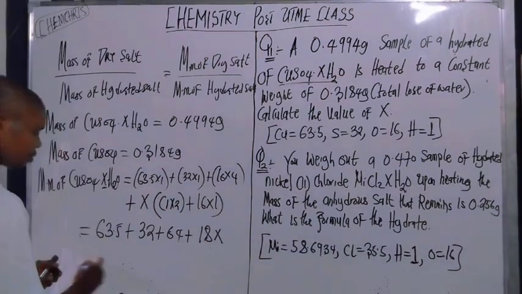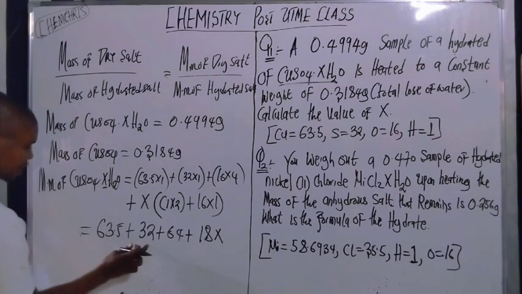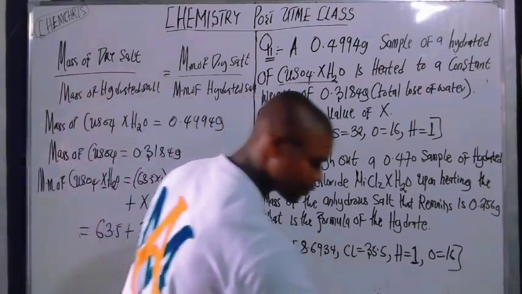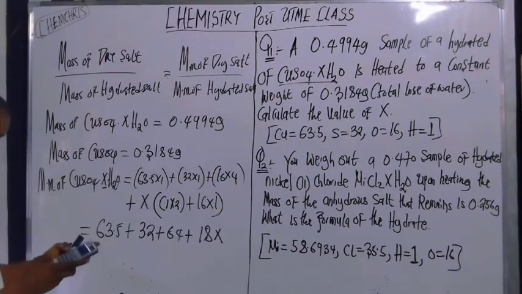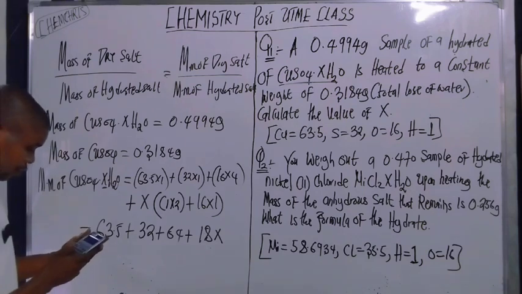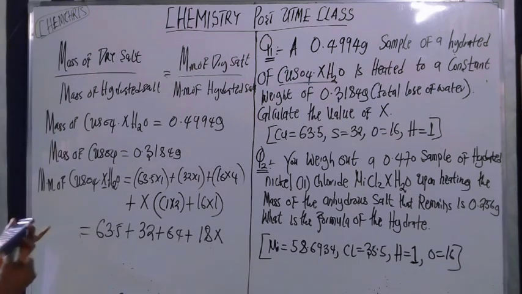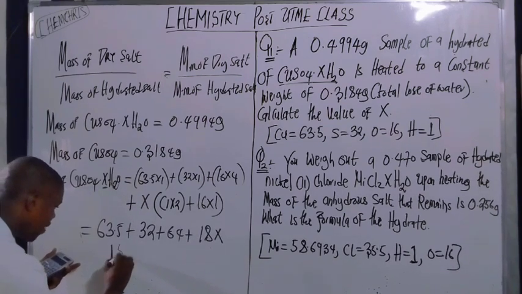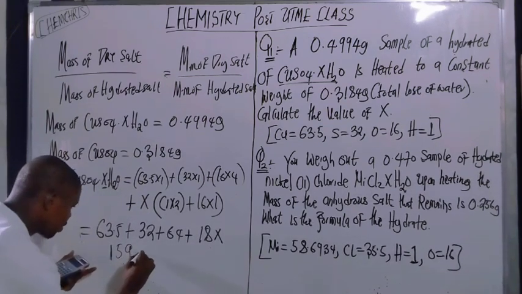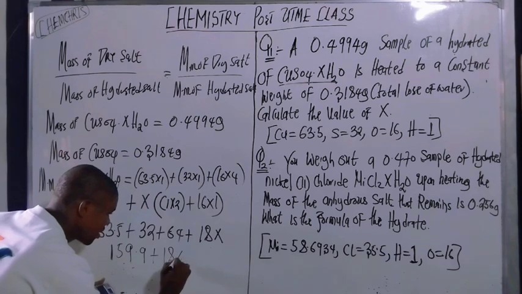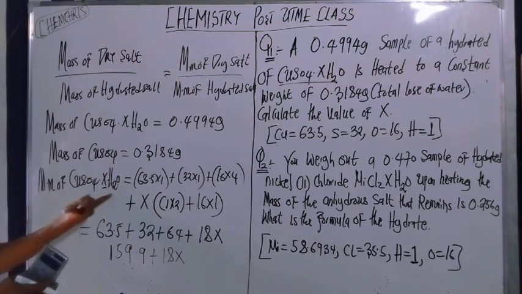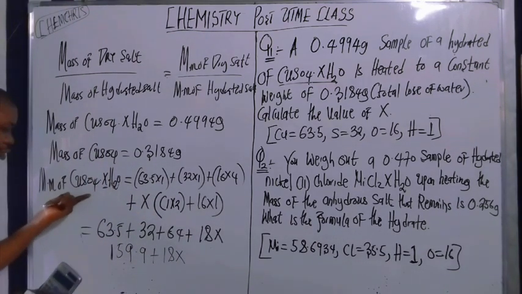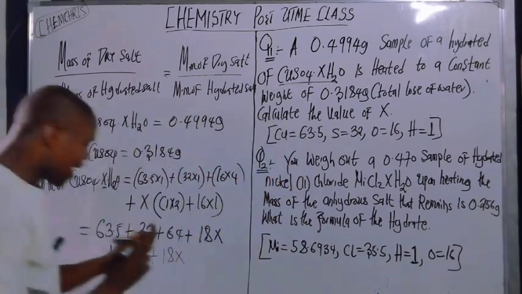Now, if you sum everything together here, this plus this plus this plus this, I want to have 63.5 plus 32 plus 64, right? So I want to sum this one together. So it's going to be 159.9 plus 18X. Can you see that? So that is the molar mass of the hydrated salt.